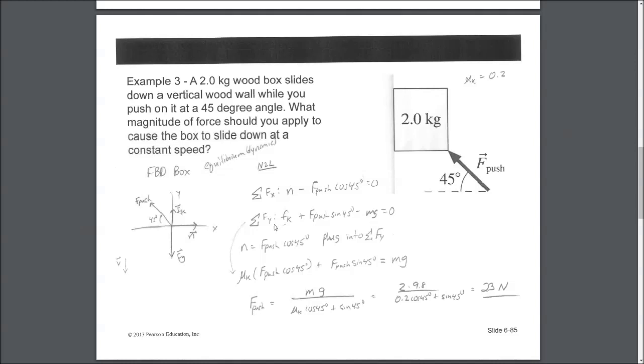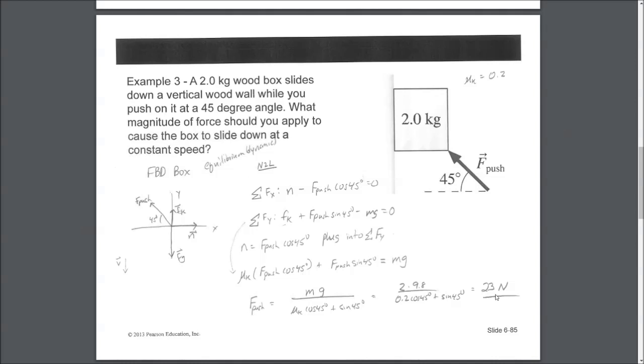So I solve for my normal force, it's push times cosine 45. I plug that into the y equation, right? So this F sub k now becomes mu sub k times n. I put in what n is. And then what am I solving for? I'm solving for the push, right? So I factor out the push here. I have two terms with F push. If I factor that out, I have mu sub k cosine 45 plus sine 45, so I divide by that. So mg divided by that is my expression for the push, and I put my numbers in and I get 23 newtons. So if I push with 23 newtons, okay.